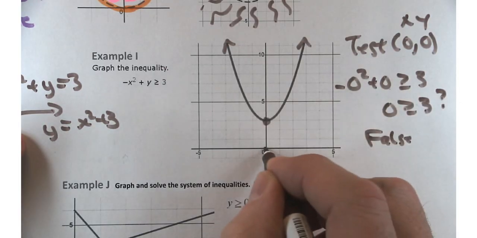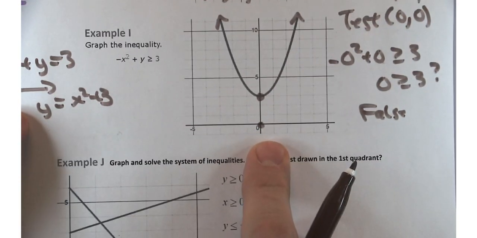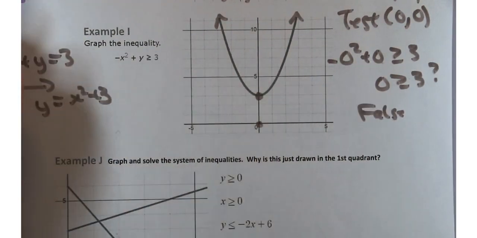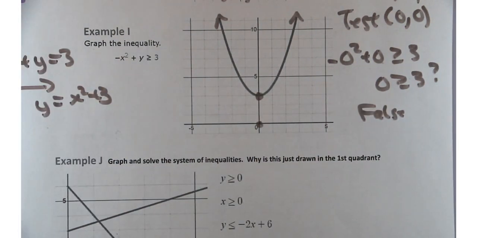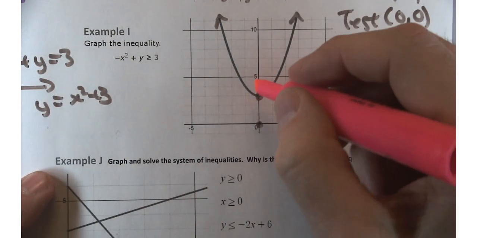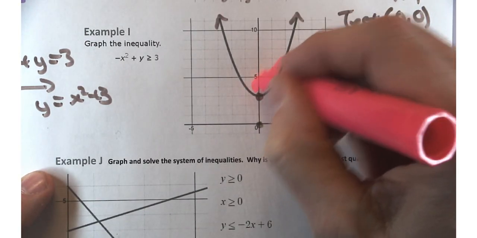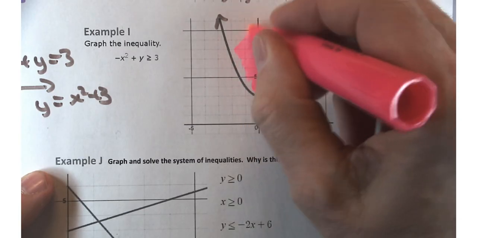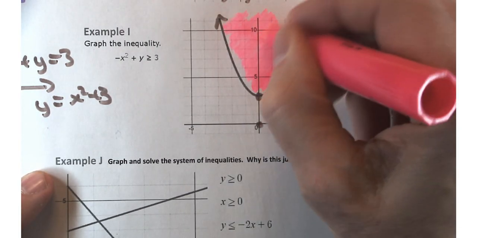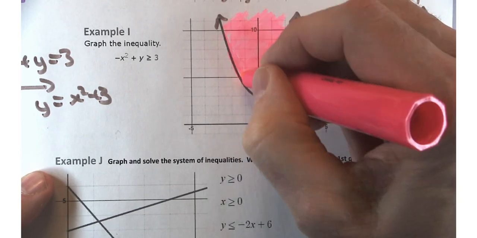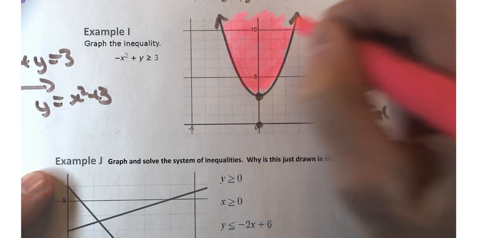So this tested out false. So where do I want to shade? Carla? Where do I want to shade? Inside or outside of my parabola? Inside. Inside. Yeah, well done. So let's just shade everything in here. That's good enough. Looking good. Thank you.